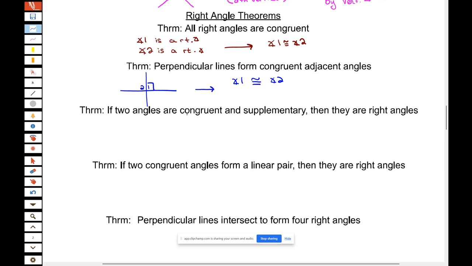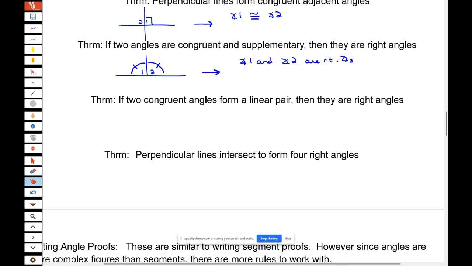All right, next, if two angles are congruent and supplementary. So you have two angles supplementary, like they're making a linear pair, and they are congruent. This angle is congruent to this one. Then it has to be true that angle 1 and angle 2 are right angles. That is true as well, and you can use that when you need to. If two congruent angles form a linear pair, then they are right angles. Okay, so here, these angles are congruent and supplementary.